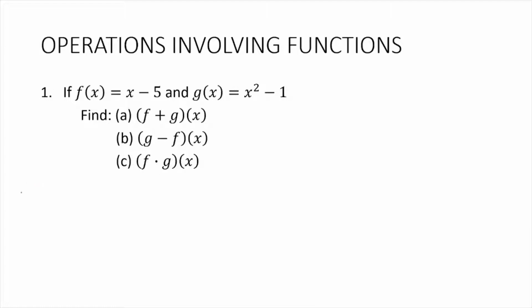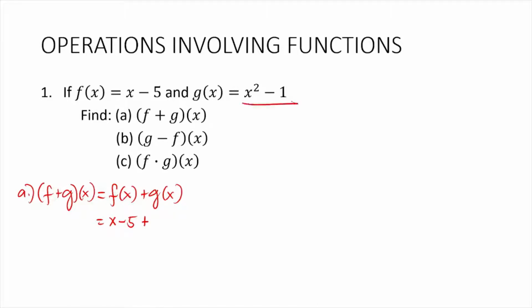Here we have the sum of f and g of x. Remember, this is equivalent to f of x plus g of x. And so we plug in the equivalent expressions for f of x and g of x. F of x is x minus 5, so we plug in x minus 5, and then plus g of x, where g of x is this one, x squared minus 1.